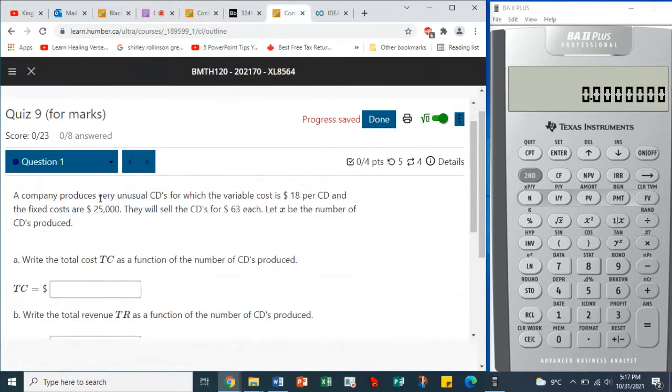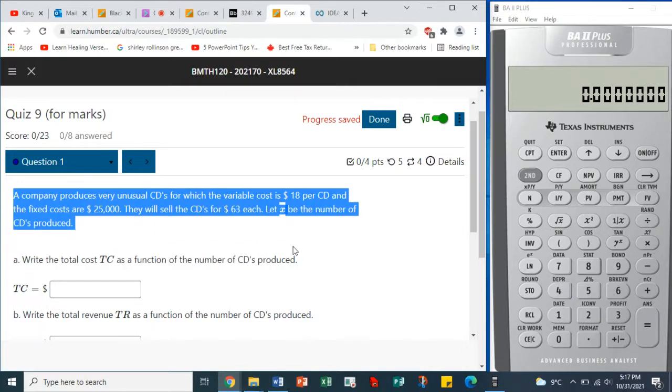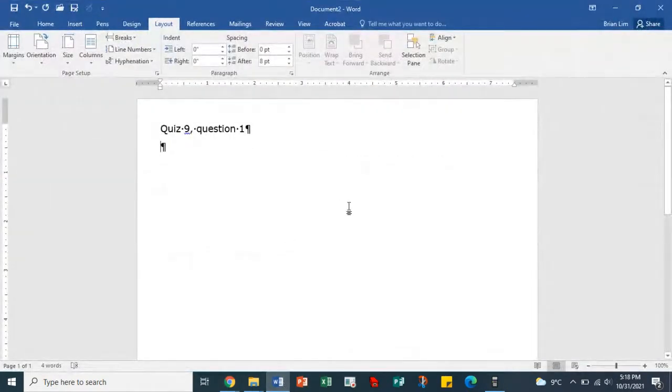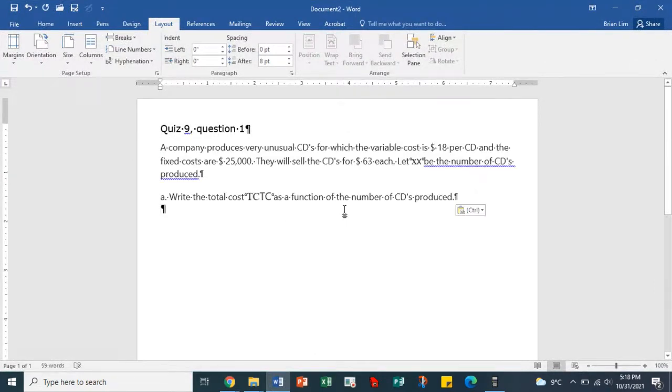The questions right here. Question 1, a company produces very unusual CDs for which the variable cost is $18 per CD. You'll get variable costs, fixed costs, and then they will sell the CDs for $63 each. Let X be the number of CDs produced. Write the total cost as a function of the number of CDs produced. So to make it better, let's copy the question first and put it into the Word document so we can see it in here.